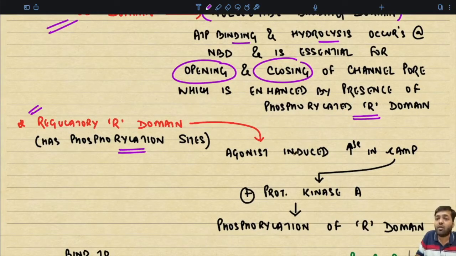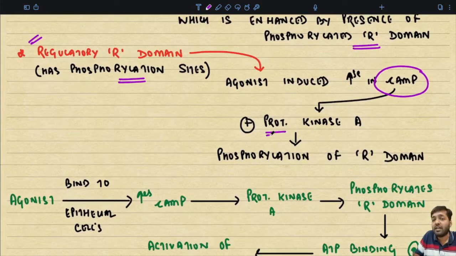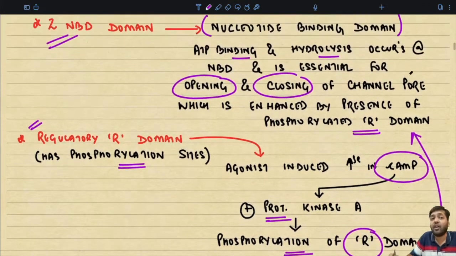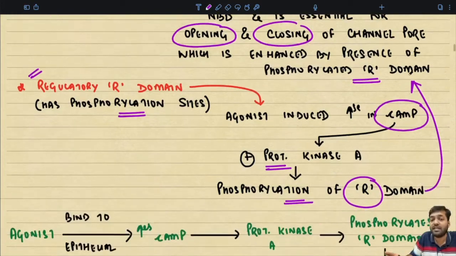Now, whenever there is agonist induced increase in the level of cAMP, it is going to activate the protein kinase A, which is going to carry out the phosphorylation of the regulatory domain. And the phosphorylation of the regulatory domain is facilitating the ATP binding and hydrolysis at the NBD domain, which itself is activating the CFTR channel and causing chloride secretion.